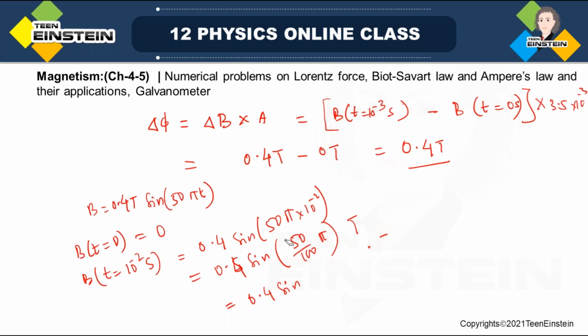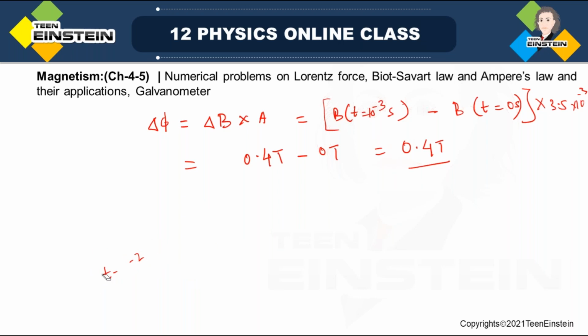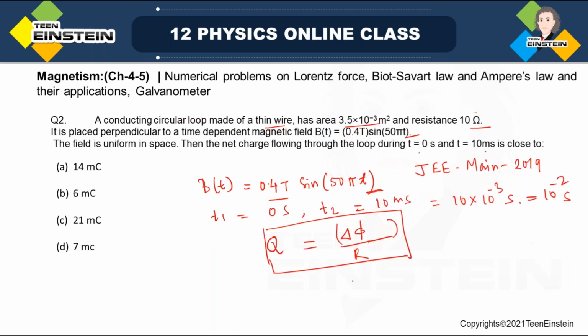Now if you remember, we have to find out the charge flowing through the coil during the time interval 0 to 10 millisecond. The charge q during that time interval will be d phi by R. So d phi we have got 0.4 Tesla, and R was given, I think, 10 ohm.